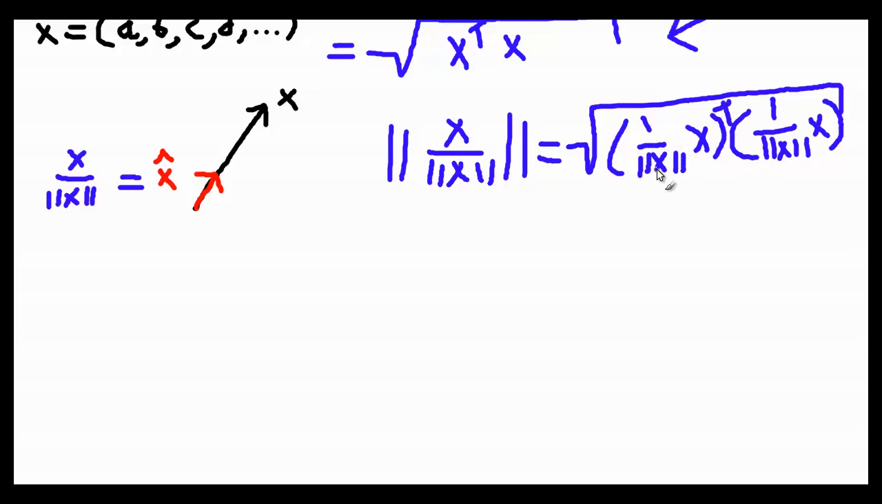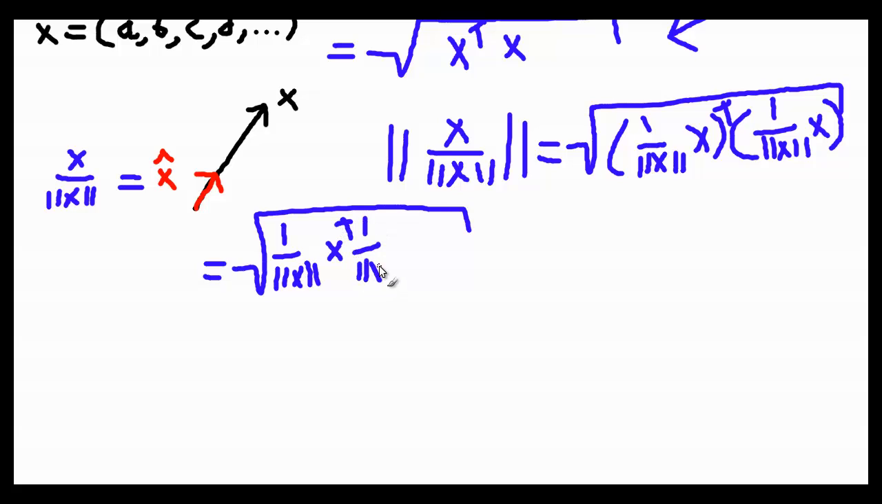Well, 1 over the norm of x is just a constant, and the transpose of a constant is the same exact thing that you took the transpose of. So we can rewrite what's under this radical as the square root of 1 over the norm of x, times x transpose, 1 over the norm of x, times x. So we have 1 over the norm of x in here twice. So we could simply group these together, and we get 1 over the norm of x squared. Now we have a squared on the bottom here, so these two are going to combine to form 1 over the norm of x squared.